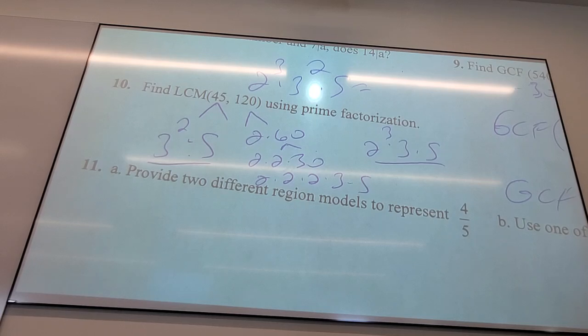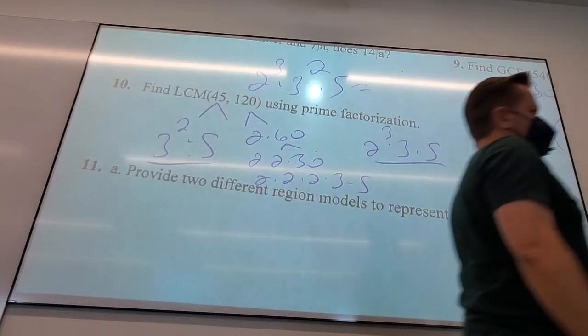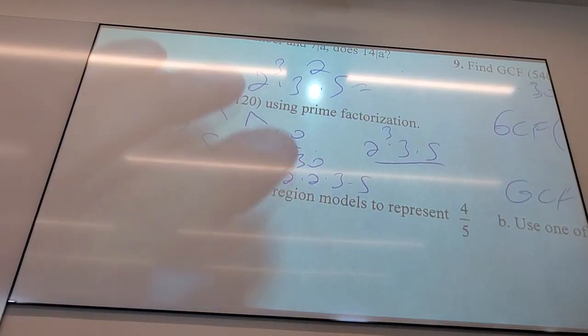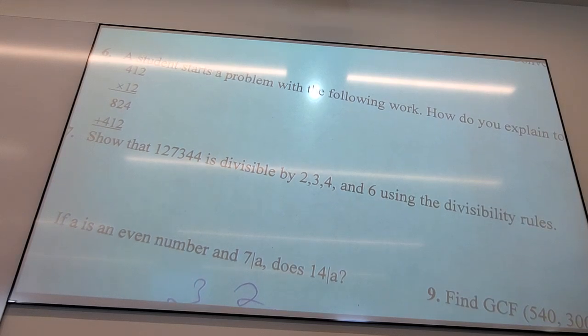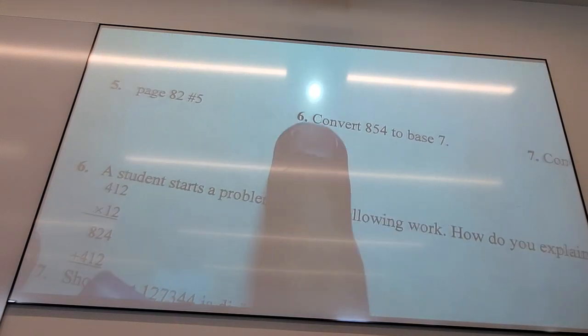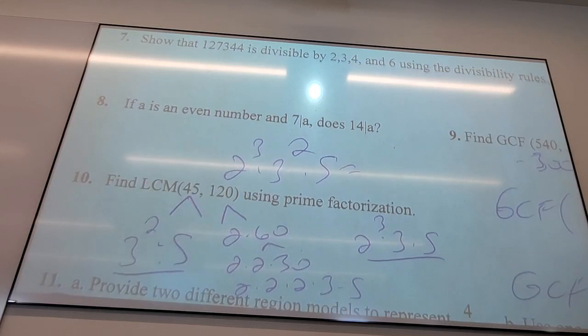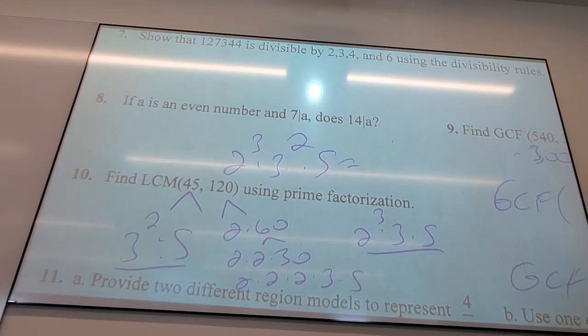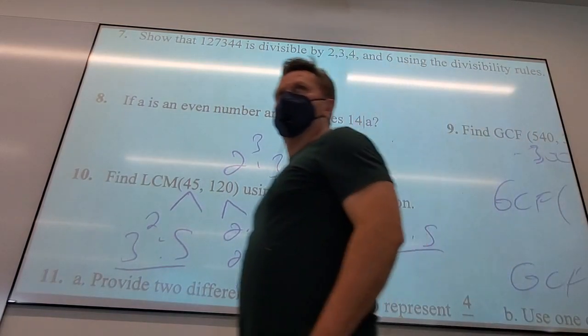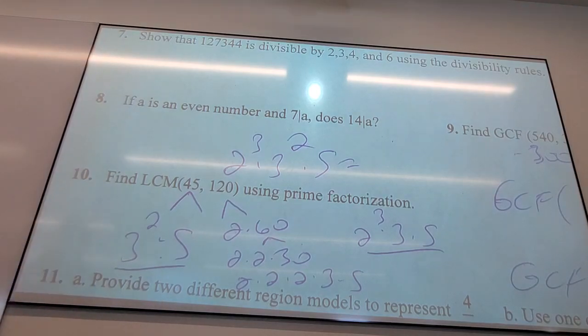Yes. So for 8, it's if A is an even number and 7 is evenly divided by A, is 14 evenly divided by A? And I wrote no. Oh, and look, by the way, I'm sorry, you're talking about number 8. Oh, okay. I wrote no because 7 cannot be evenly divided by an even number. Is that true? No, okay.